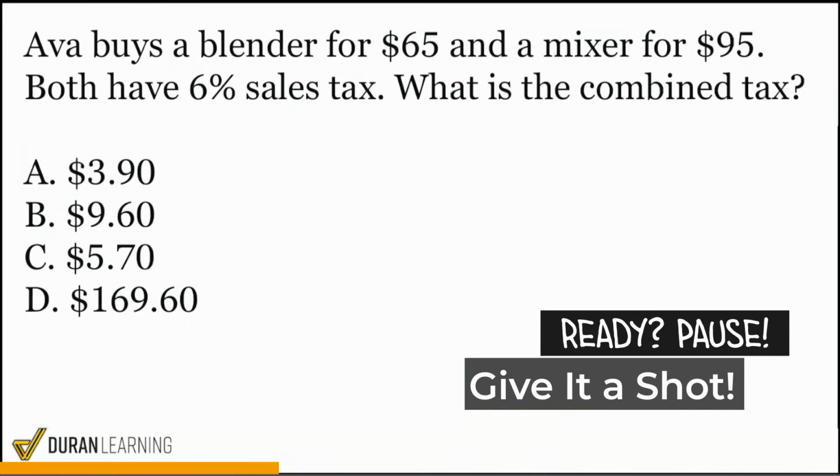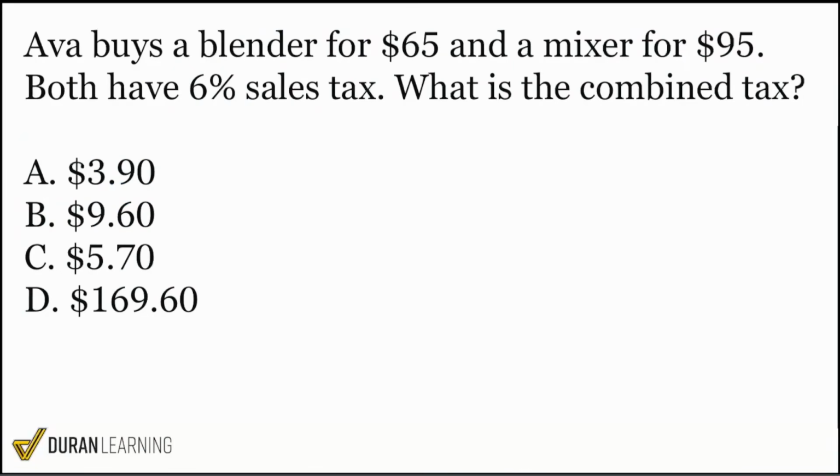Next problem up. So the first thing we do is always, everyone, read the question first. What is it that we want? So here it says, what is the combined tax? And if we look at the answer choices, we see that clearly these are all dollar amounts. So we want to find the dollar amount that represents the combined tax.